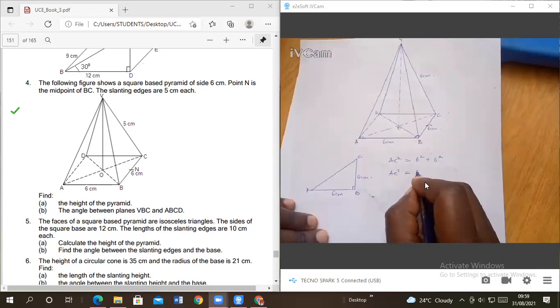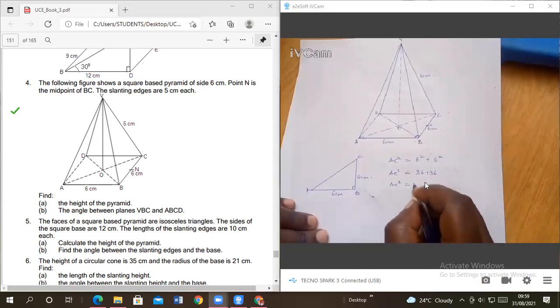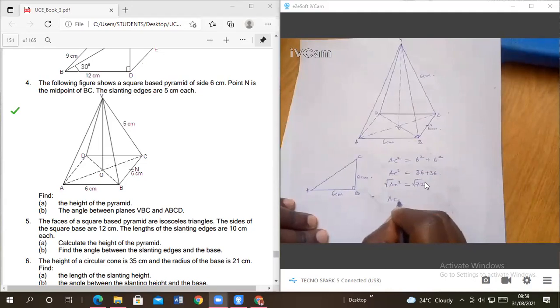6 squared. What is 6 squared? 36. 36 plus 36, correct. AC squared equals to? 72. Now we find the square root on both sides. AC equals to?